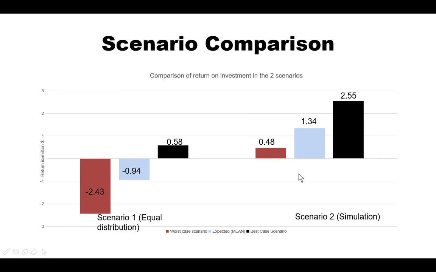And in the second case, we will gain 1.34 million even in the average case scenario and $2.55 million in the best case scenario. So clearly scenario 2, in which we made a simulation and optimization model, is the best one.